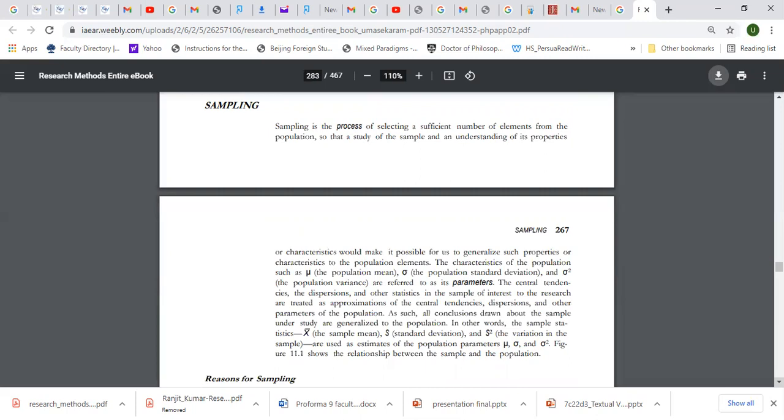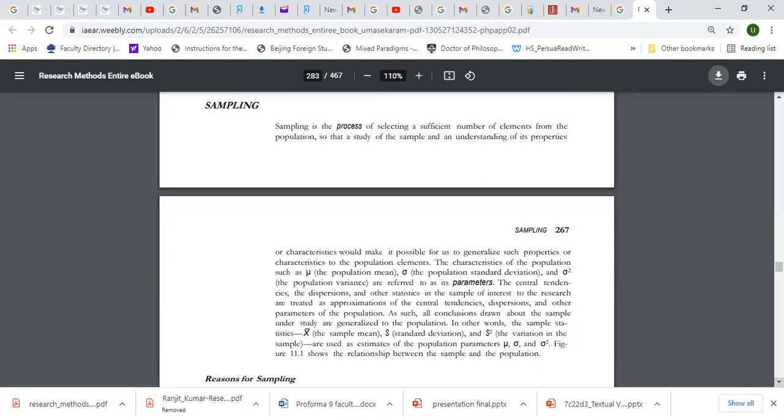Now, there are different types of sampling that we can use, and based on the nature of your study, different sampling methods or techniques are used. As we've already discussed, the sample is actually the representation of the population that you're taking.